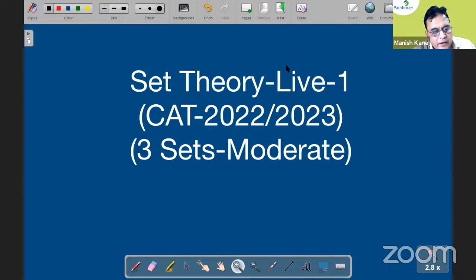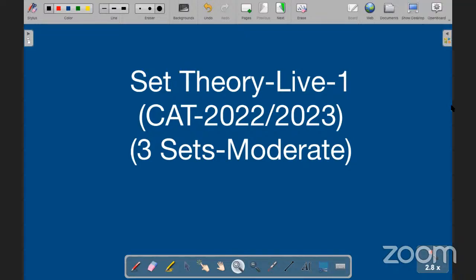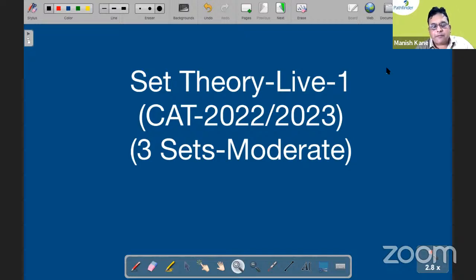So today we are going to do questions related to set theory. Now, set theory questions have appeared in CAT and allied MBA entrance exams with a regular frequency. Very regularly questions have come, up to 3 set and 4 set questions.